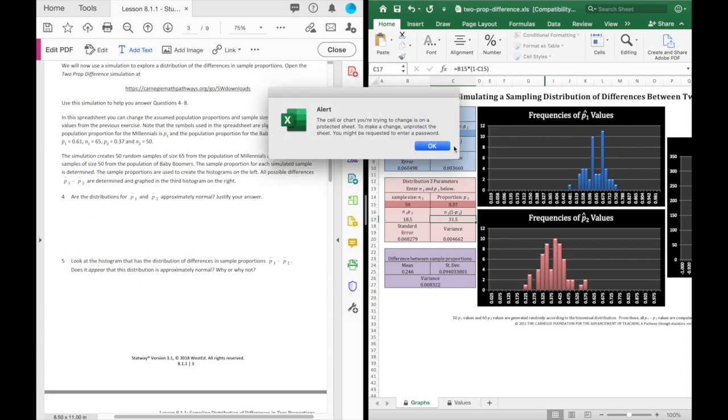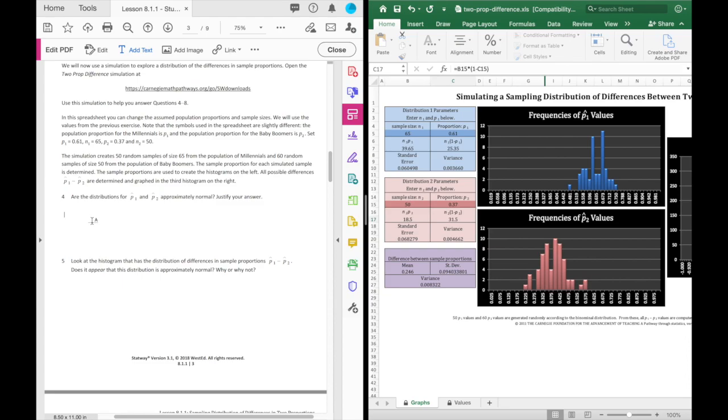So let's come over here. Let me say, yes, both distributions are approximately normal because they look relatively bell-shaped and the expected successes and failures are all above 10 for both distributions. Okay, so that's what I have for number 4.